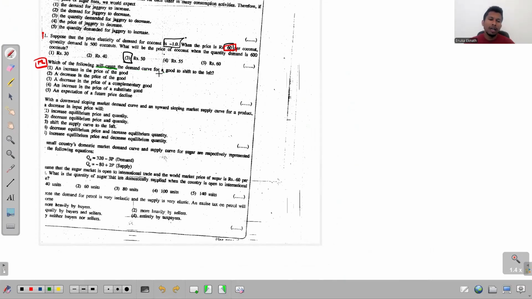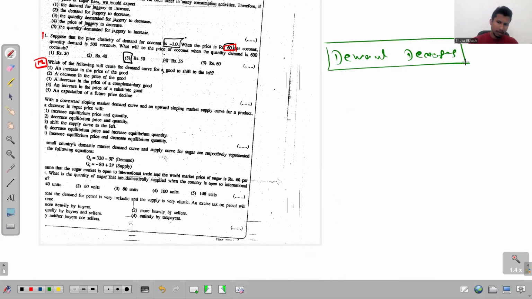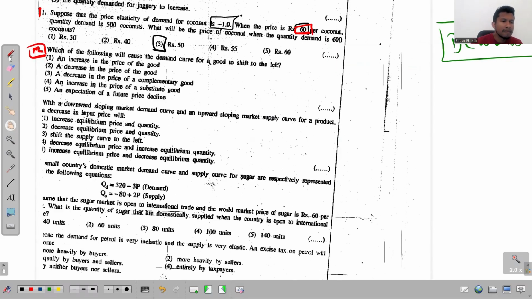Okay. If the demand curve gets shifted to the left, it simply indicates that demand decreases. You understand that, there is no problem. Demand decreases. So this is what needs to happen now, right? The demand should decrease. So they are asking how the demand decreases. An increase in the price of the good.